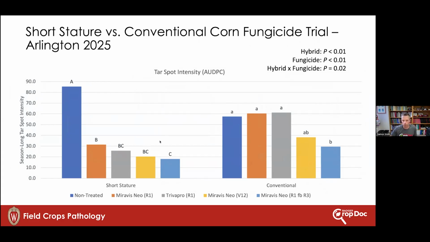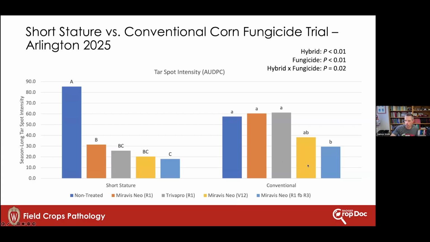So we had a short stature hybrid here in the left-hand side, and then a conventional hybrid over on the right-hand side. You can see that the short stature, very responsive to a fungicide. So what that tells me as a plant pathologist, maybe a little more susceptible to tar spot. And this is an intensity score here in the non-treated, but we had 50 to 60% reductions in tar spot on the ear leaves where we applied a good fungicide.